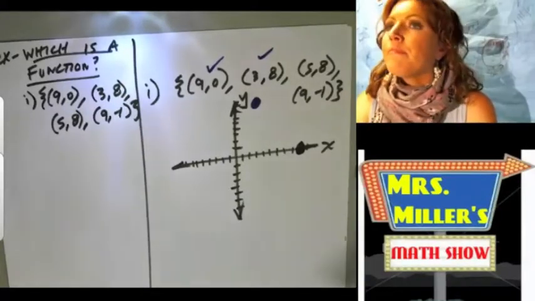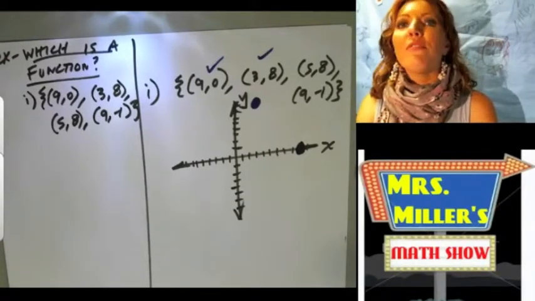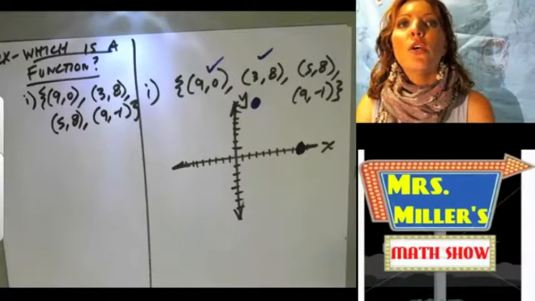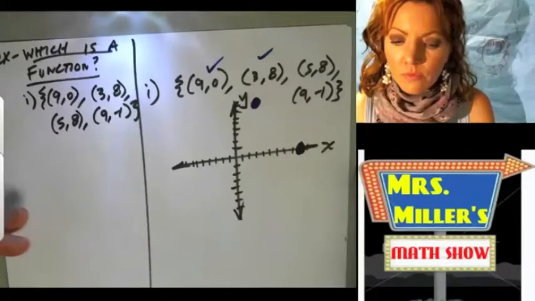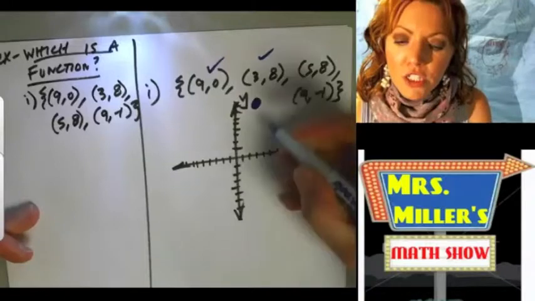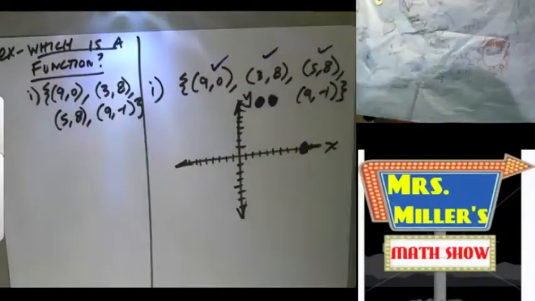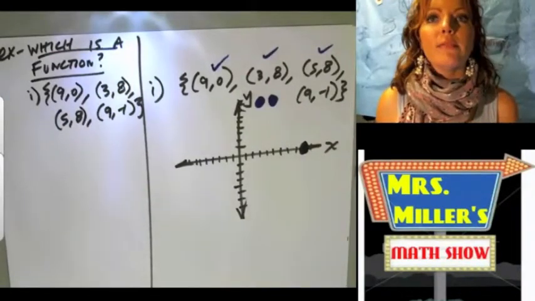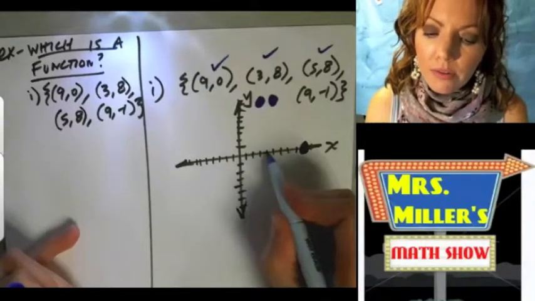5, 8. Who can tell me how to graph the point 5, 8? Olivia. 5, good. To the right 5 and up 8. There's 5, 8. And then the last one is 9, -1. Who can tell me how to graph the point 9, -1? Rebecca. Okay. 9, down 1.